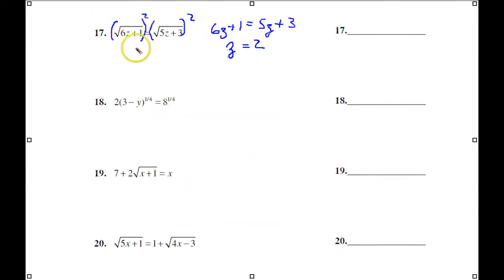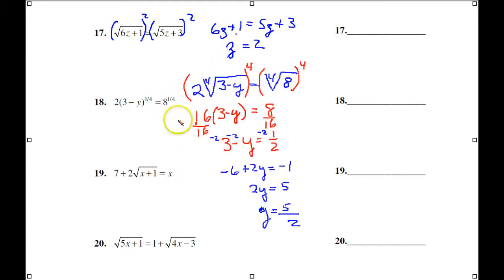Something new coming up. This one is actually pretty easy because we're just going to use the principle of power rule to square both sides. It just gives us the radicands. We're going to subtract 5z, get z. Subtract 1, get 2, and there's our answer. Now these we have to work a little bit.